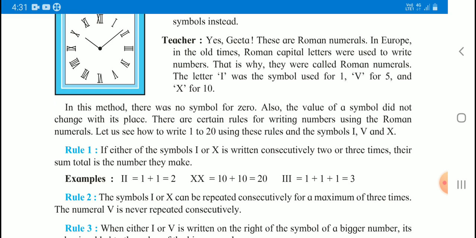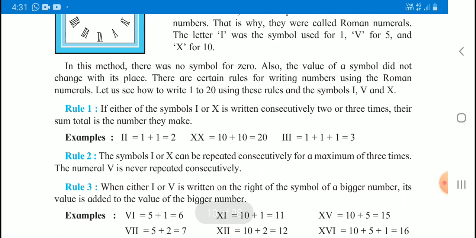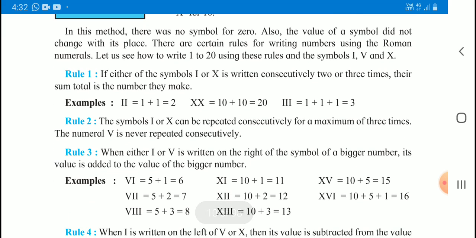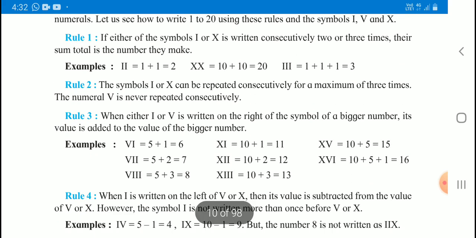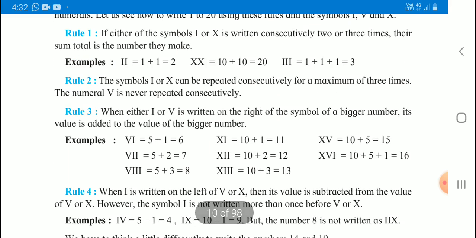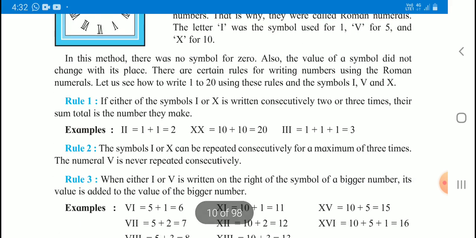The letter I was the symbol used for 1, then V for 5 and X for 10. In this method, there was no symbol for 0. Also, the value of a symbol did not change with its place. There are certain rules for writing the numbers using the Roman numerals. Let us see how to write 1 to 20 using these rules and the symbols I, V and X. So first of all, we will see the rules to write the Roman numerals. In your book, they have given 4 rules.